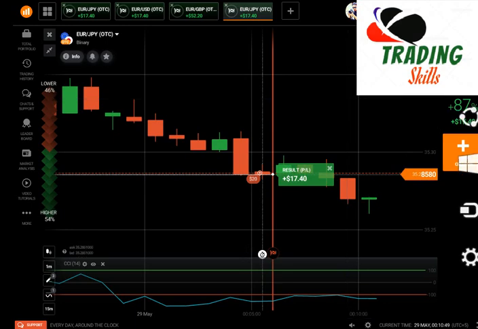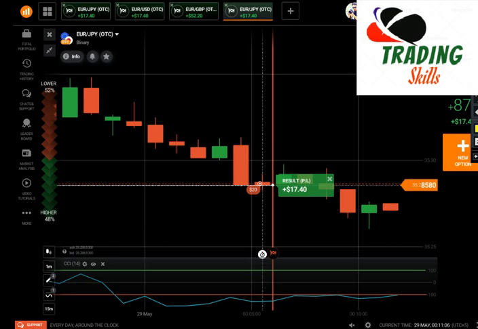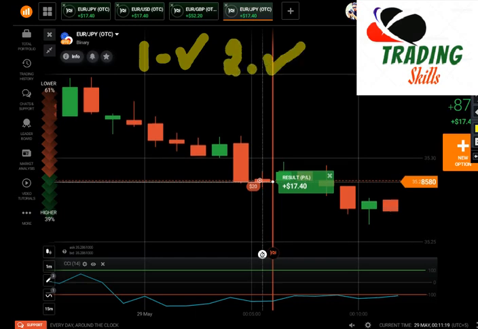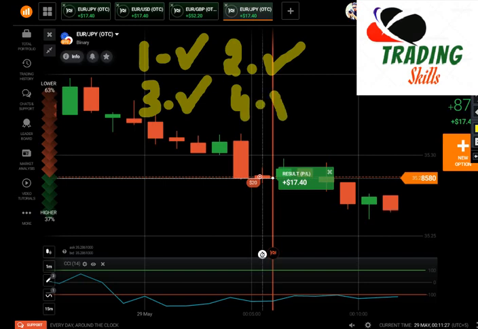So the rules will be in the course, and I will provide you the rules. I will give you the information on how you can easily take your trades by following these strategies. If you have one strategy, a good strategy, it is enough for you. If you have 2, it is much better for you. If you have 3, it is good for you. If you have 4, this will be the best for you.